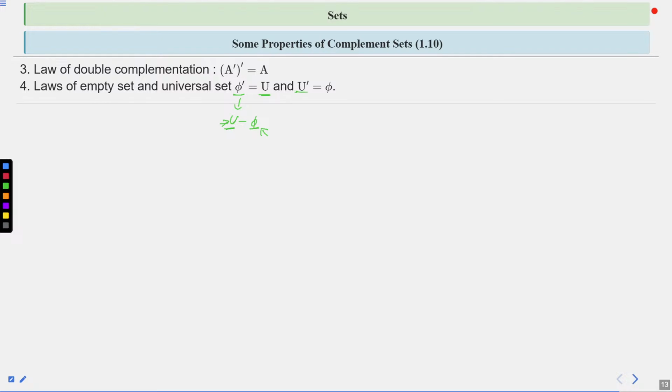Clear? Now U complement is very simple, U minus U. You know, U minus U means the empty set. You will be getting the empty set by definition. Clear? I hope this is straightforward using the definition.